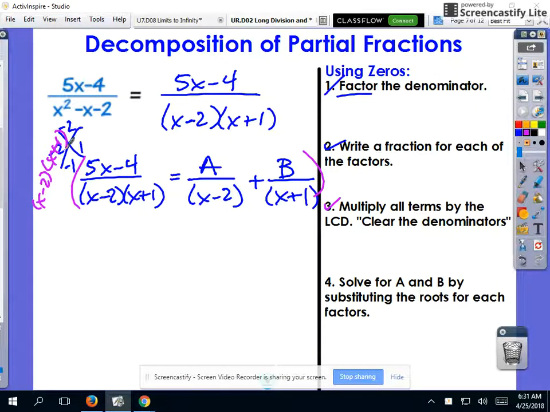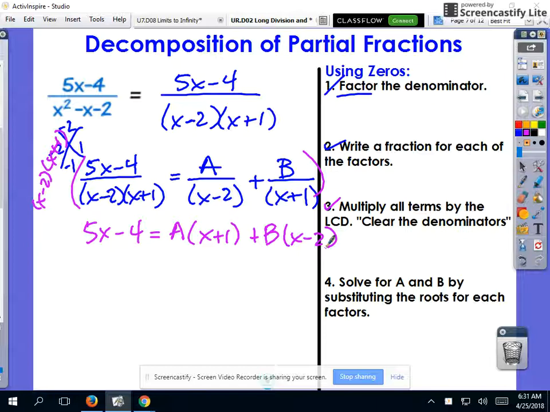If I multiply that to this first side, I get 5x minus 4. And if you multiply it to the second one, the x minus 2 cancels, you get A times (x plus 1). And then the x plus 1 cancels for the B, you get B times (x minus 2).